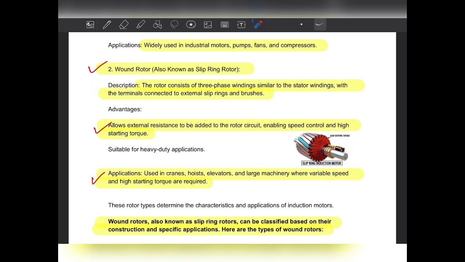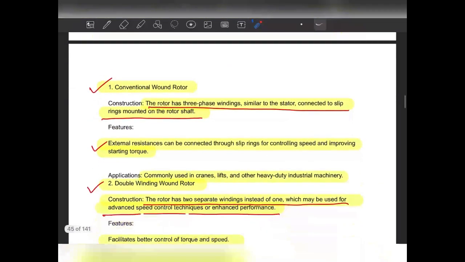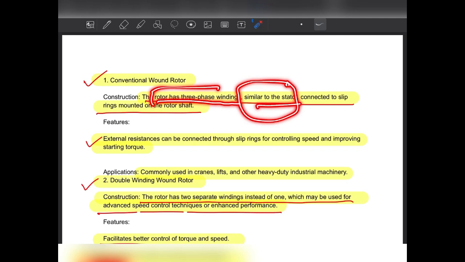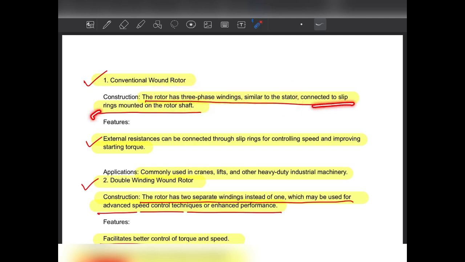You can read this type here also. Conventional wound rotor: the rotor has a 3-phase winding similar to the stator, connected to slip rings mounted on the rotor shaft. It means whatever winding the stator has, the rotor also has a 3-phase winding, connected to the slip ring mounted on the rotor shaft. Basically that is the conventional wound rotor.